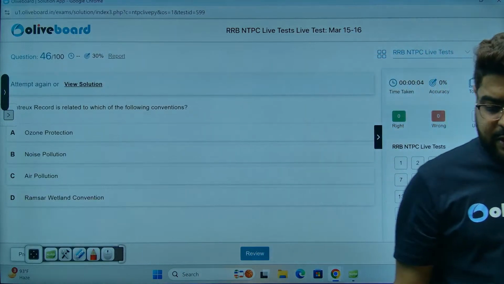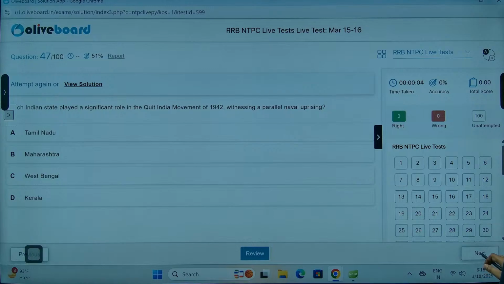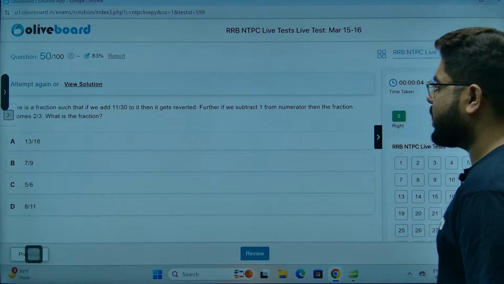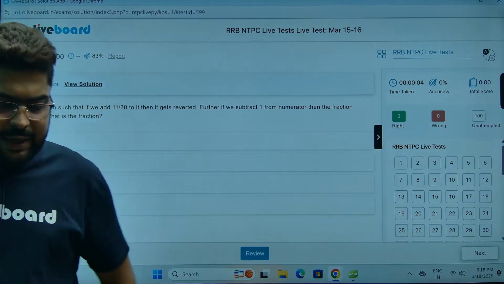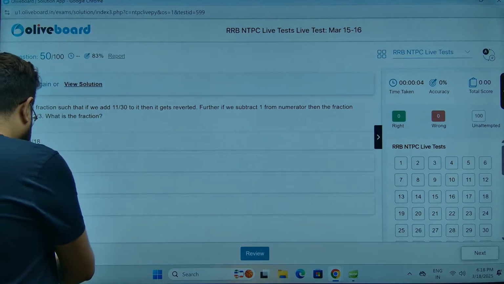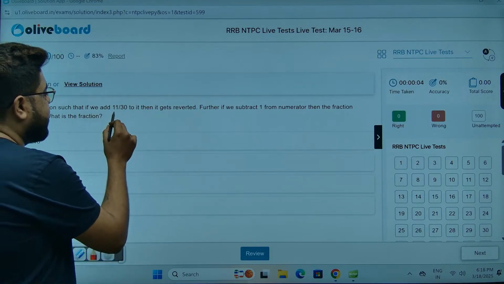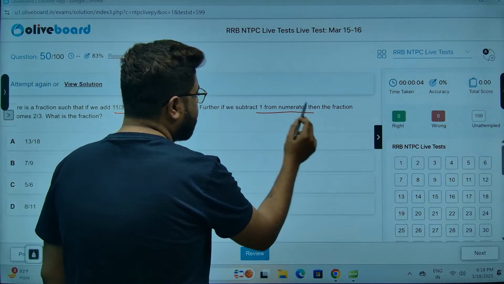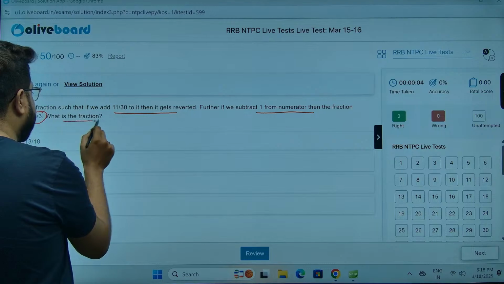Moving on a little quickly. Next one, sir. This one. There is a fraction such that if we add 11 by 30 to it, it gets reverted. Furthermore, if we subtract 1 from the numerator, then the fraction comes out to be 2 by 3. What is the fraction?